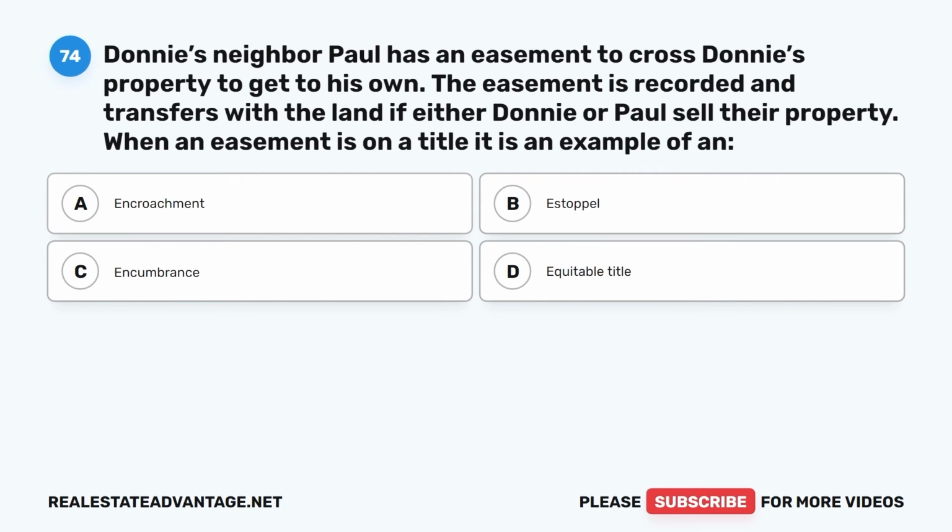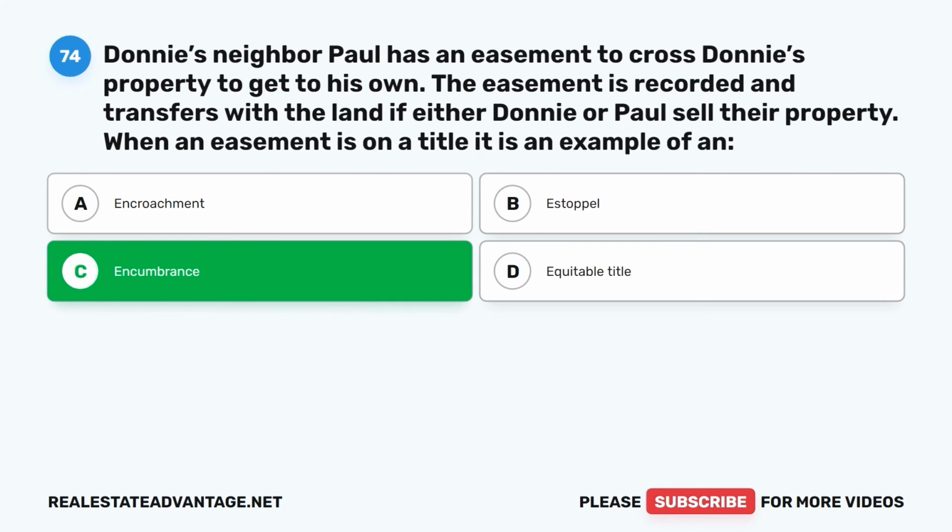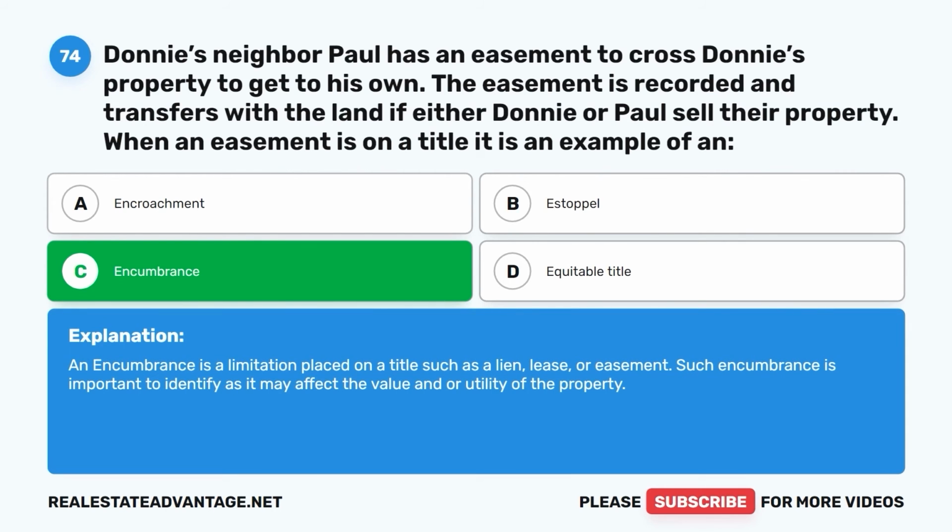Question 74. Donnie's neighbor Paul has an easement across Donnie's property to get to his own. The easement is recorded and transfers with the land if either Donnie or Paul sell their property. When an easement is on a title, it is an example of an A. Encroachment, B. Estoppel, C. Encumbrance, D. Equitable title. The correct answer is C. Encumbrance. An encumbrance is a limitation placed on a title such as a lien, lease, or easement. Such encumbrance is important to identify as it may affect the value and/or utility of the property.